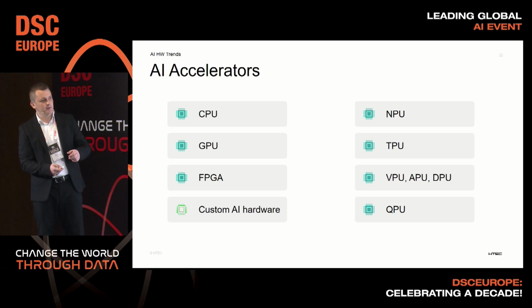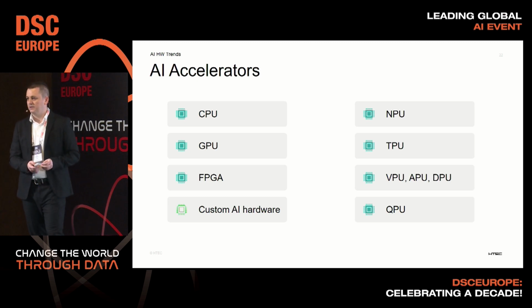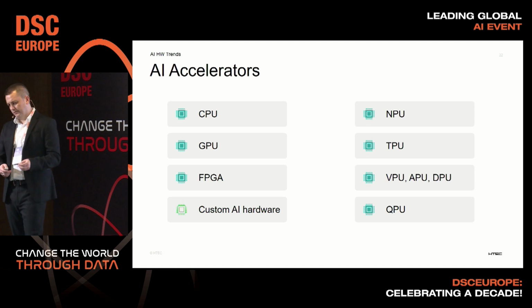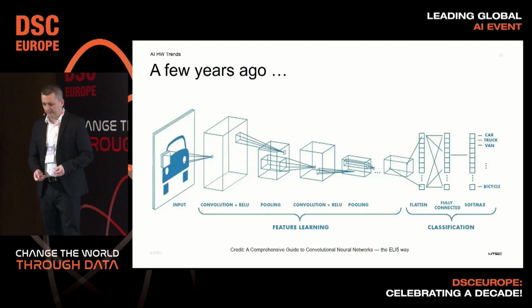VPU, APU, and DPU are some extensions that you can find. Even right now, you can find them next to your CPU, responsible for some visual or video processing or data processing.